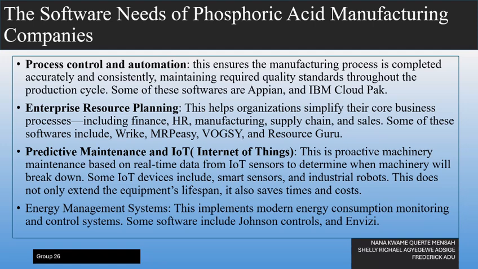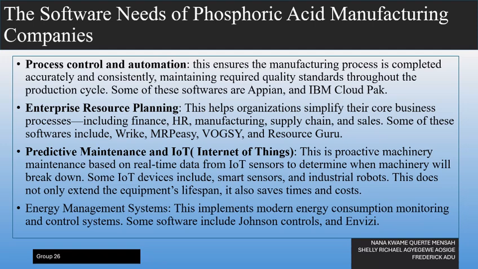This is proactive machinery maintenance based on real-time data from IoT sensors to determine when machinery will break down. Some IoT devices include smart sensors and industrial robots. This does not only extend the equipment's lifespan, it also saves time and cost.